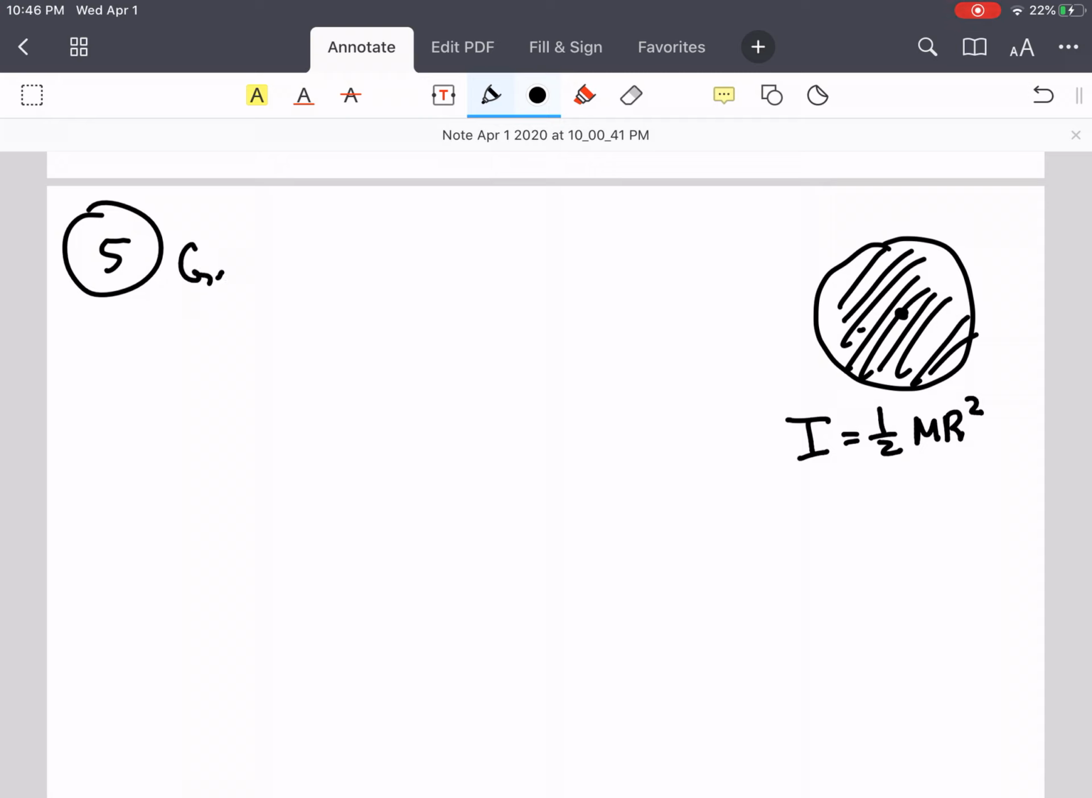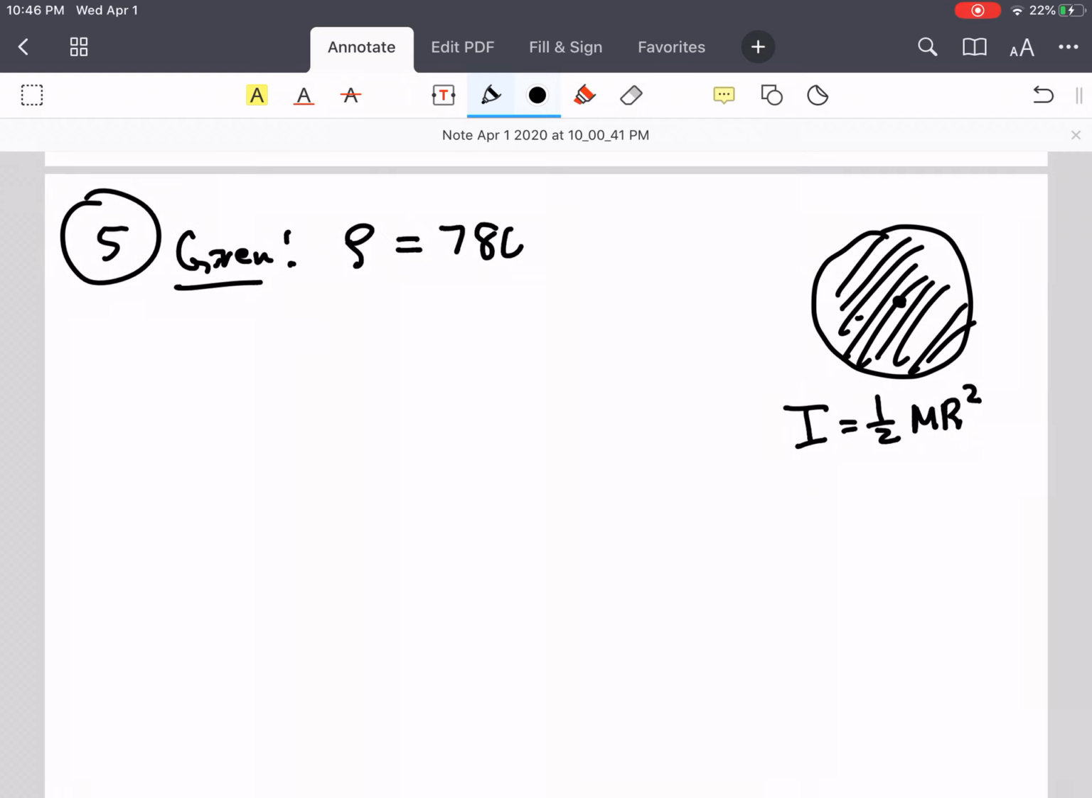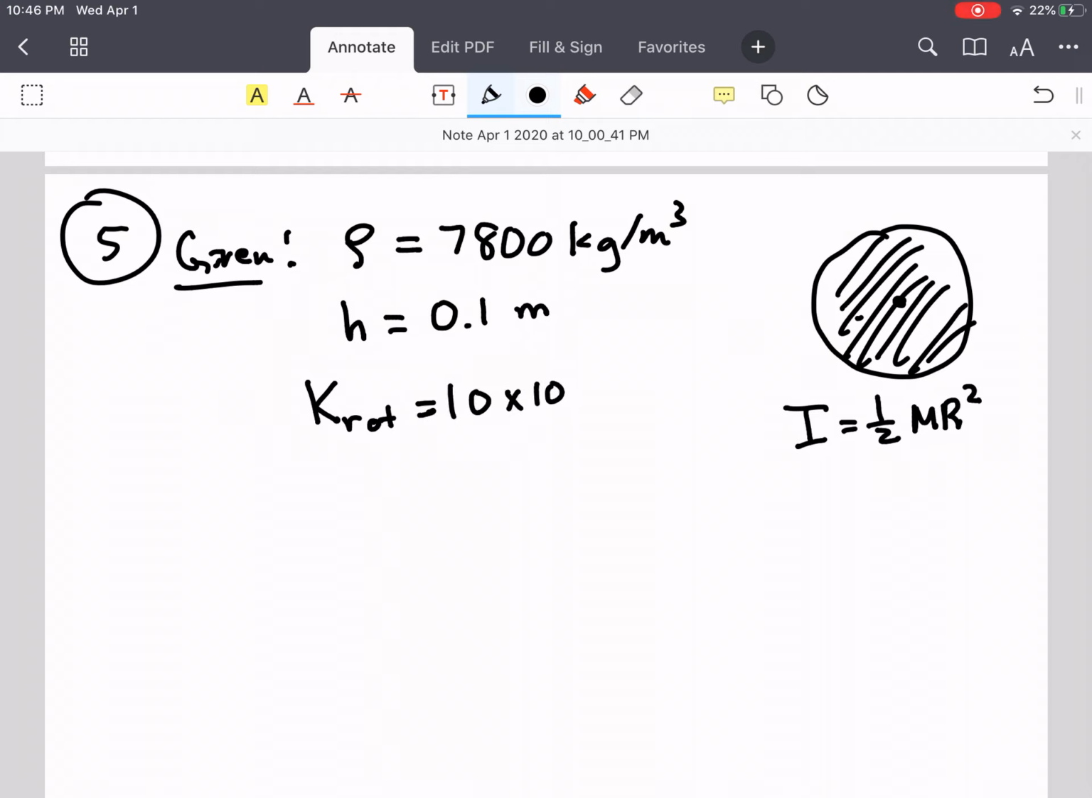We are given the shape, we are given the density, rho, which is 7,800 kilograms per cubic meter. We are given the width of the disk, or let's call it the height of the disk, which is 10 centimeters or 0.1 meters. We're given the amount of kinetic energy, and in this case it's rotational kinetic energy, which is 10 megajoules, or 10 times 10 to the 6th joules, so 10 to the 7th joules.